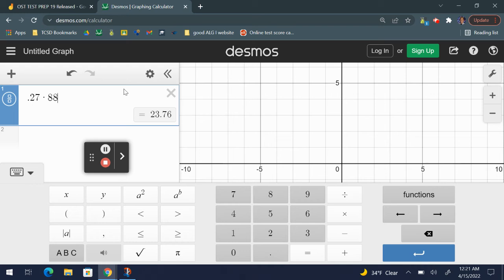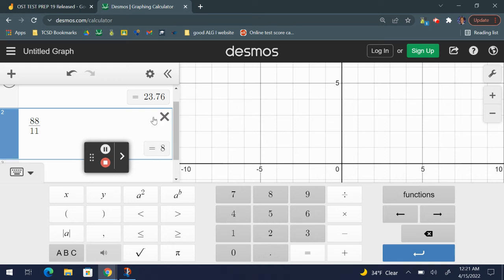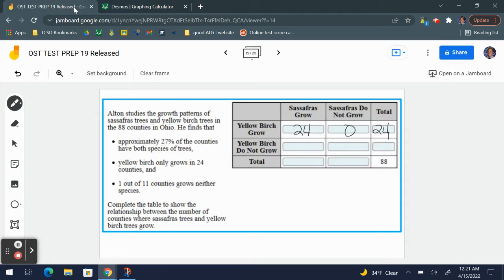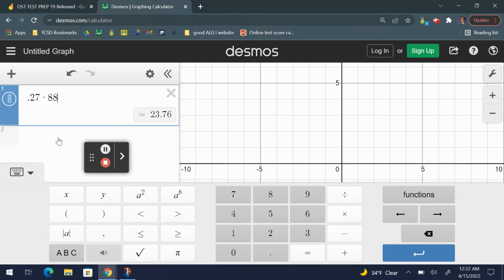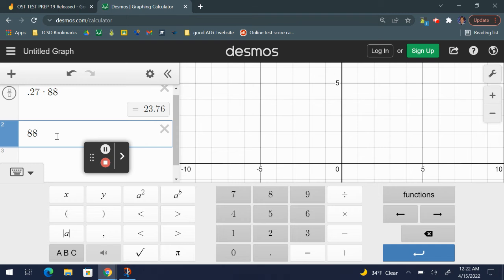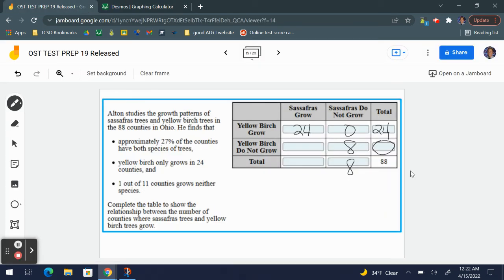So how do we get that number? What is 88 divided by 11? That means 8 counties don't have any. That will help me with this data here. 0 plus 8 gives me a total of 8 in this marginal frequency. How do we find this one? It's out of 88. So 88 minus 24. It's kind of a riddle. These are kind of nerdy fun, because I always have to total up that main total of 88. So 24 plus 64, that's where we get this number here as 64.